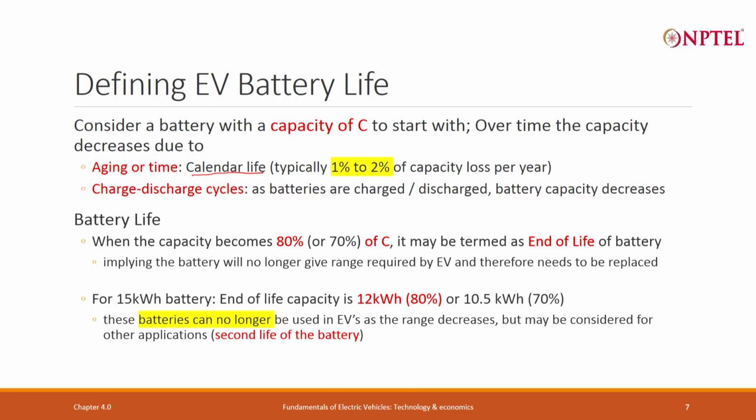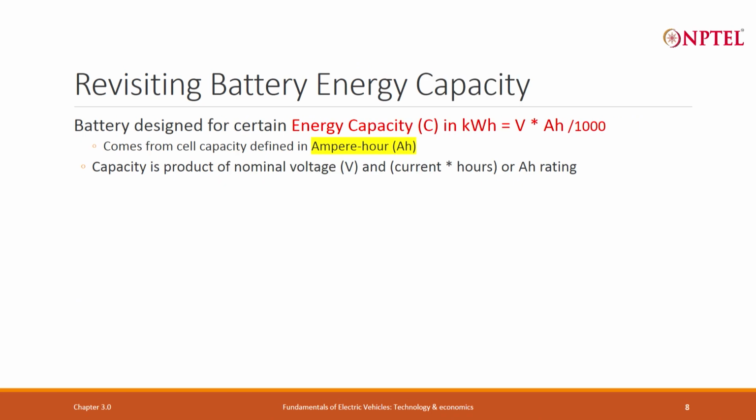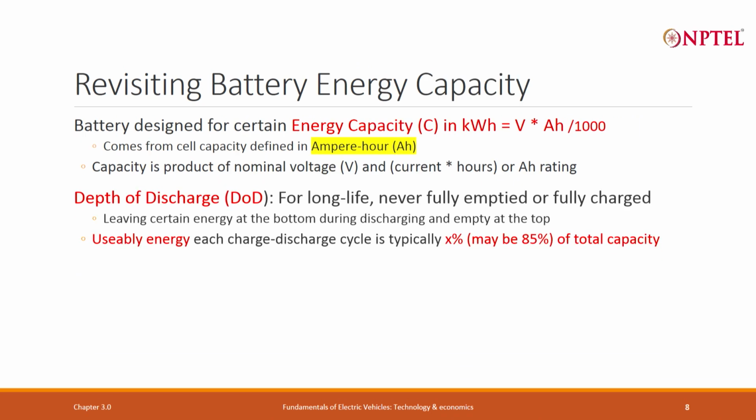So, with a 15 kilowatt hour battery to begin with, at 80% end of life, once it reaches 12 kilowatt hour, or for example, with 70% end of life, at 10.5, the battery is no longer usable in an electric vehicle. So, this is the battery capacity that we had talked about, the voltage into Ah by 1000 in terms of kilowatt hour. Okay. Then we introduced a concept of depth of discharge.